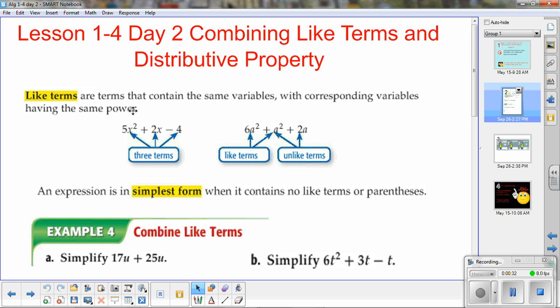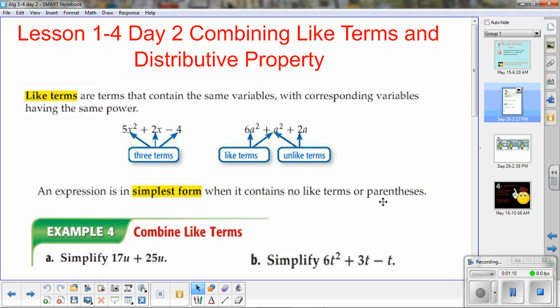In this first example, we have 3 terms. In these 3 terms, we do not have any that have the exact same variable part, so therefore there are no like terms. In the second example, the a squared, the 6a squared, and the a squared are like terms because they all have a squared. 2a is not the same because it's just a and not a squared. An expression is in simplest form when it contains no like terms or parentheses.